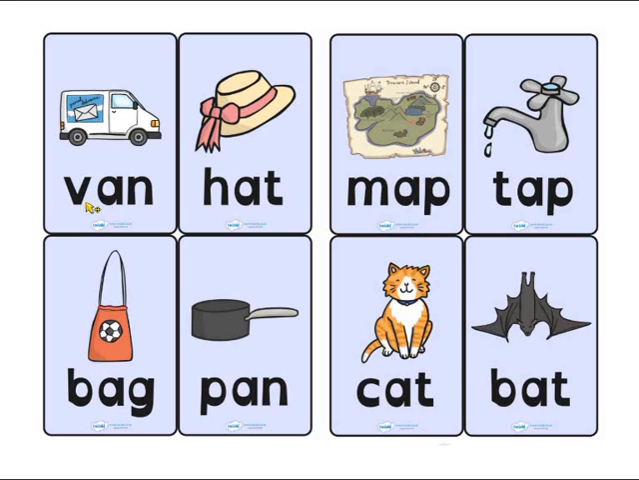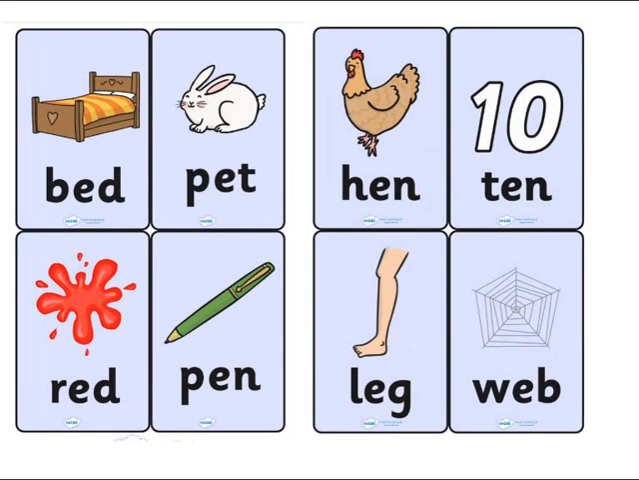V, A, N. Van. H, A, T. Hat. M, A, P. Map. T, A, P. Tap. B, A, G. Bag. P, A, N. Pan. K, A, T. Cat. B, A, T. Bat. Yes. Easy. Easy lemon squeezy. Let's try these ones. Bed. Pet.